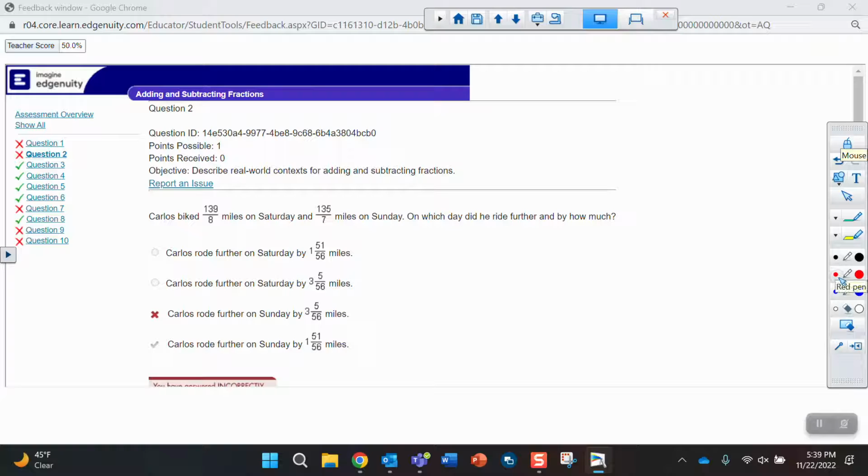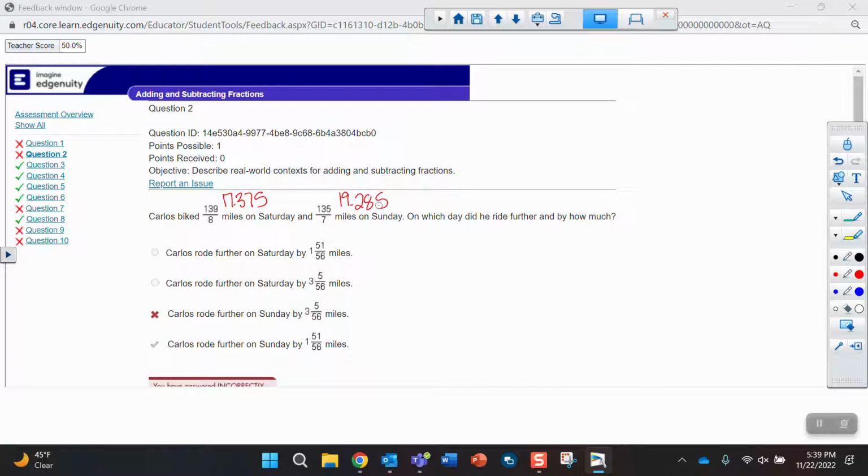Carlos biked 139/8 of a mile on Saturday and 135/7 miles on Sunday. On which day did he ride further? And by how much? So when we want to know which day did he ride further, we need to know which one is bigger. And you can really do this just through division with a calculator. You can take 139 and divide that by 8, and that is 17.375.